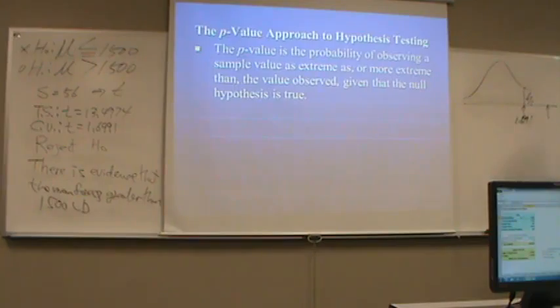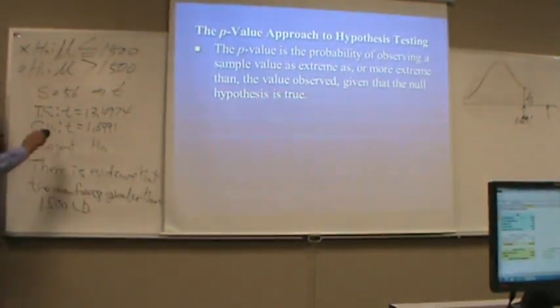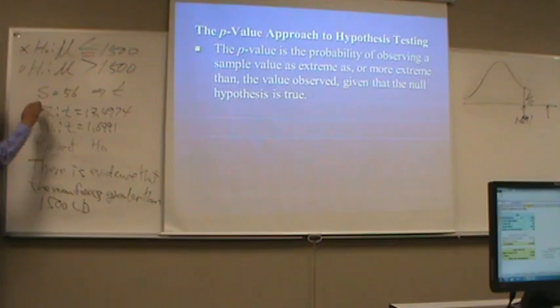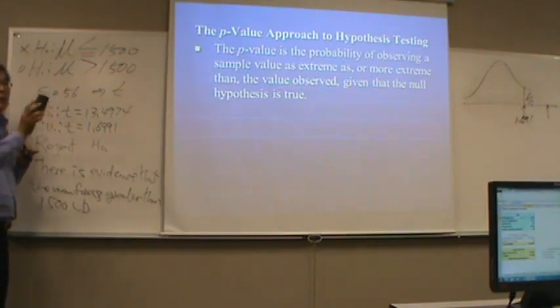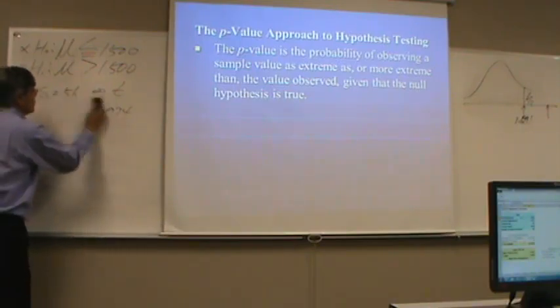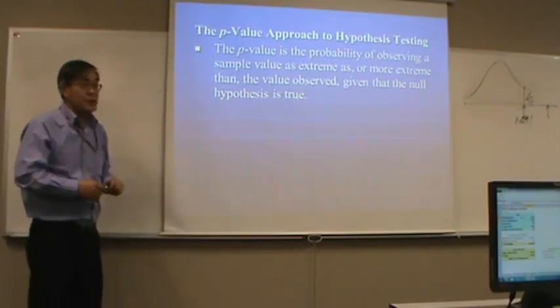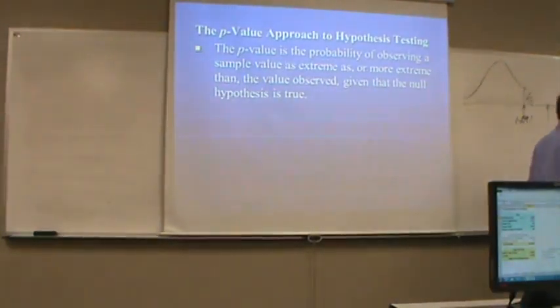The p-value approach to hypothesis test. So far we used the test statistic and critical value, where the test statistic depends on where it falls. Outside, reject. Inside, do not reject. But another way to do our hypothesis test is the p-value test. P-value is the probability of observing a sample value as extreme as or more extreme than the value observed, given that the null hypothesis is true.